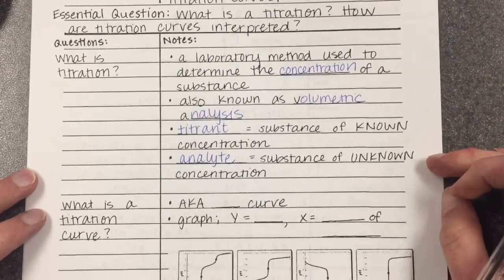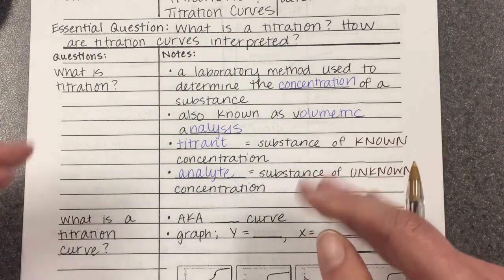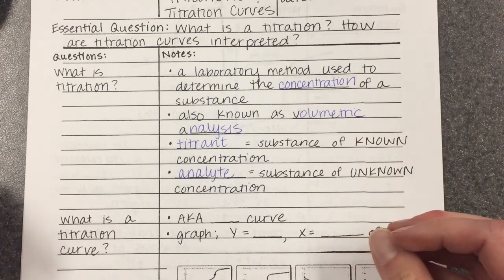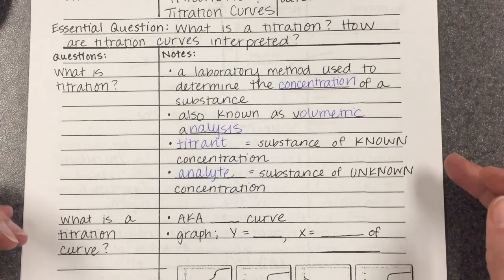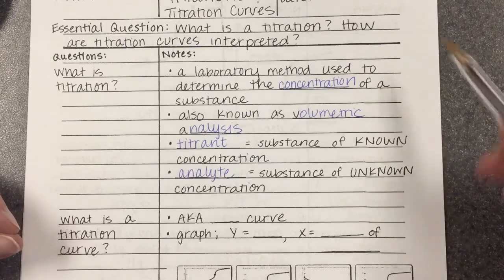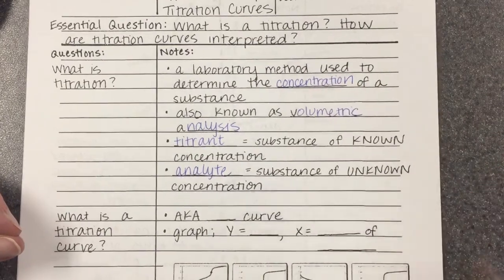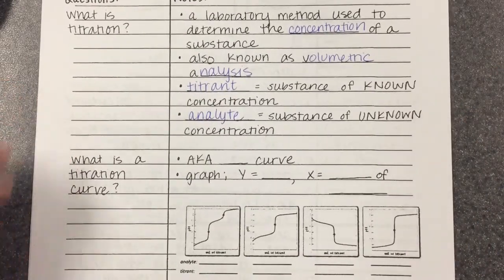So when we do this, pretty much what you have is the analyte in a flask, and you know the starting volume of the analyte, although you don't know the concentration, and you add titrant a little bit at a time until you notice a drastic change in pH. Using the volumes of the two solutions that were added together, you can figure out the concentration of the analyte. And the way that we measure this is we look at a titration curve.